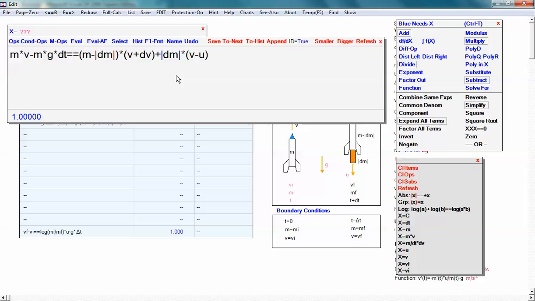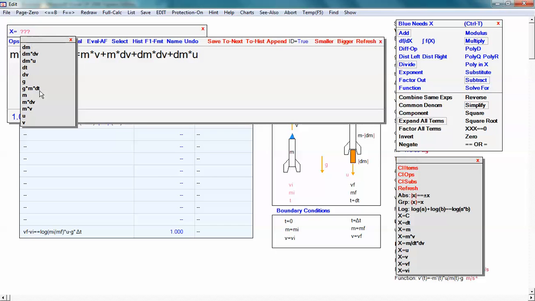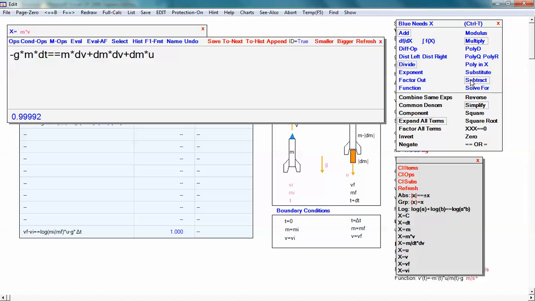Okay, so as before, I'm going to get rid of my absolute values by clicking on that little conditional operation over on the right here. Then I'm going to expand my terms and do pretty much what I did before. I have an MV on both sides of the equation, so I'm going to get rid of that by going to my auxiliary slot, putting it in there, and subtracting it from both sides.